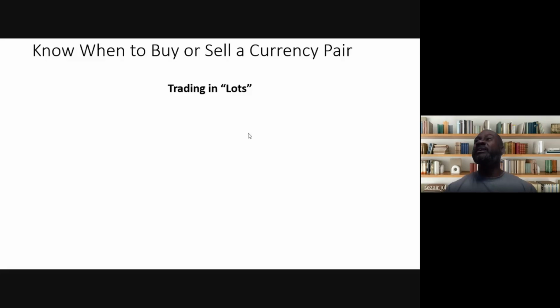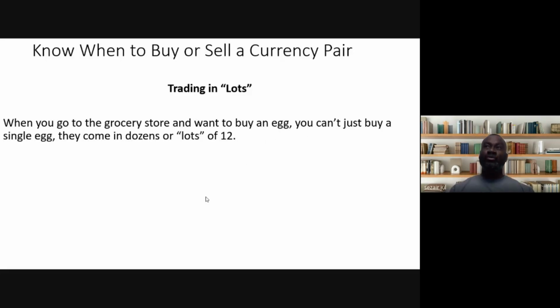Okay, so in order for you to understand what a lot is in trading, when you go to the grocery store and you want to buy eggs, right? You don't go in there and buy one egg, do you? No, you don't. You won't find that in the supermarket. What do you have to do? You have to buy a dozen eggs, what we call a lot of 12.